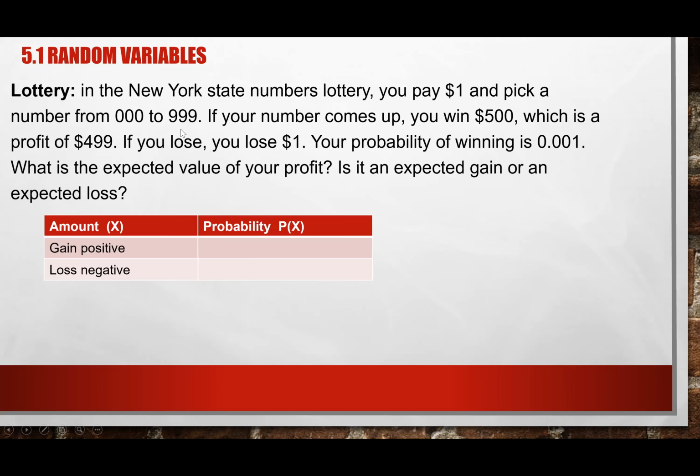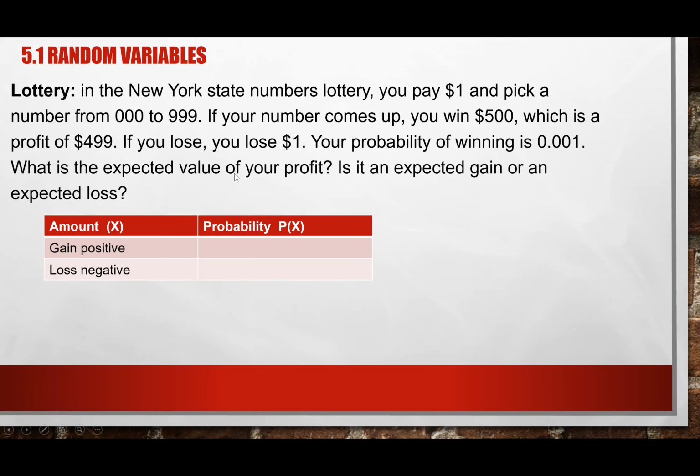We have pick 3. If you remember before, there's a pick 3, which is the same idea, right? If your number comes up, you will win $500, which is a profit of $499. So again, if you lose, you will lose $1. Your probability of winning is 0.001. What is your expected profit?